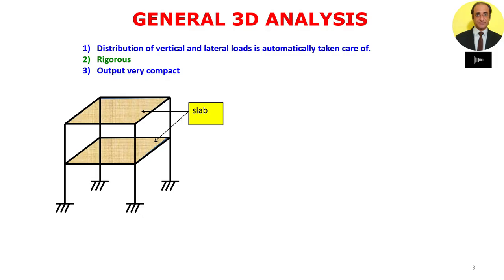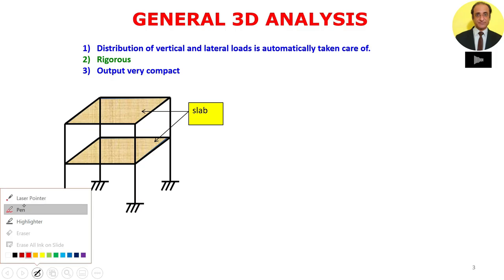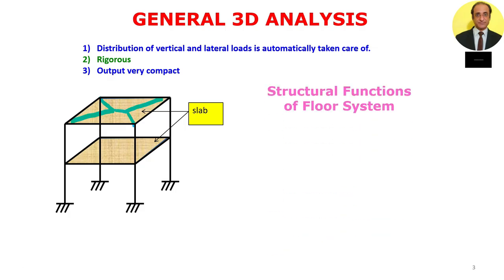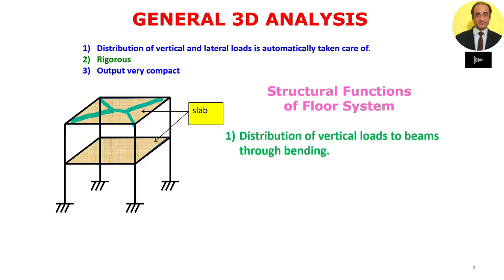It only considers that the slab is made up of plate kind of elements and they have a role in vertical load distribution, that is, they distribute the vertical gravity loads among the various beams. And we may also include the effect of the slab as the flange part of the beam. Beyond this, the effect of the slab is totally ignored. But the true fact is that the floor system does offer structural functions also. It helps in the distribution of vertical loads to beams through bending. It helps in the distribution of the lateral loads by in-plane action.